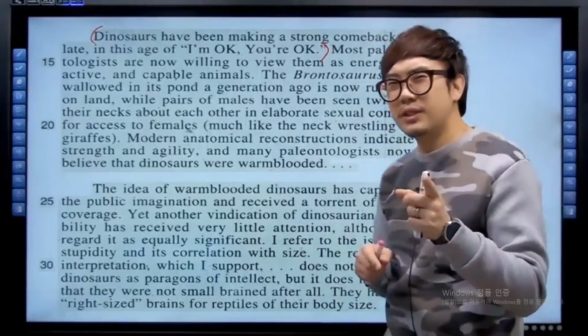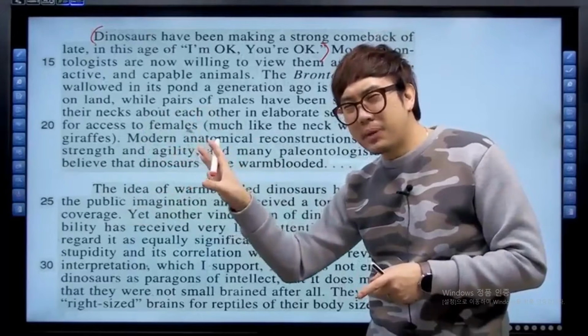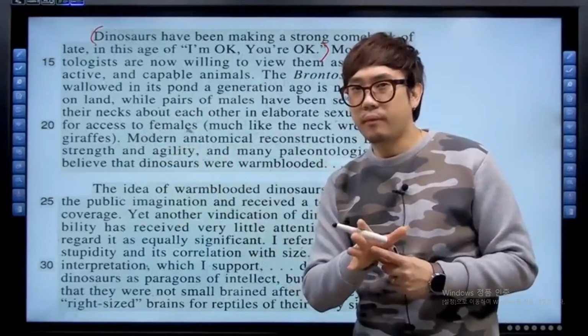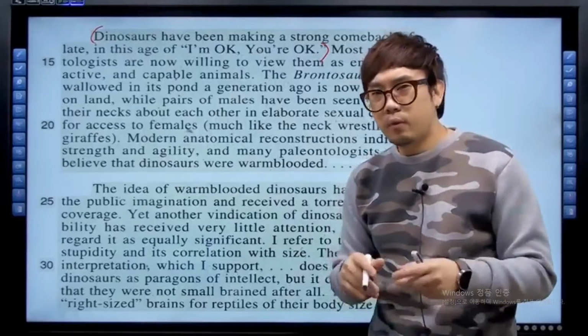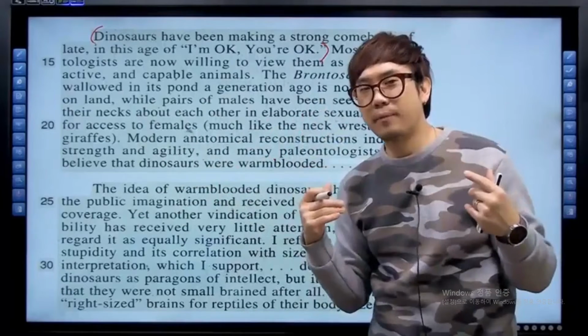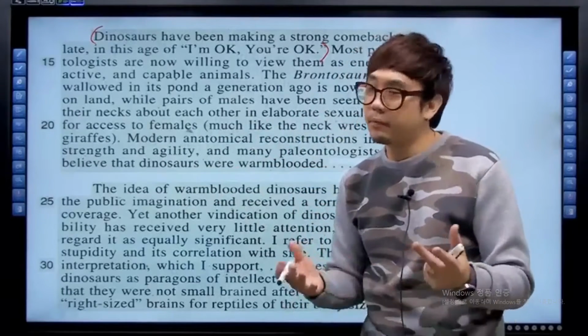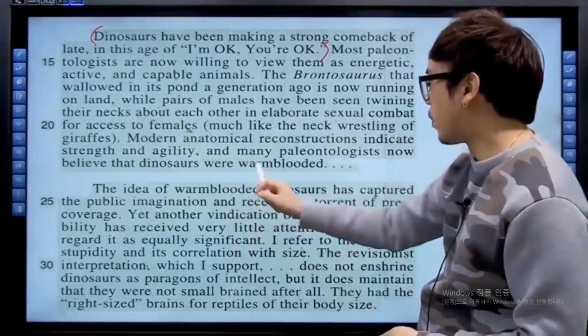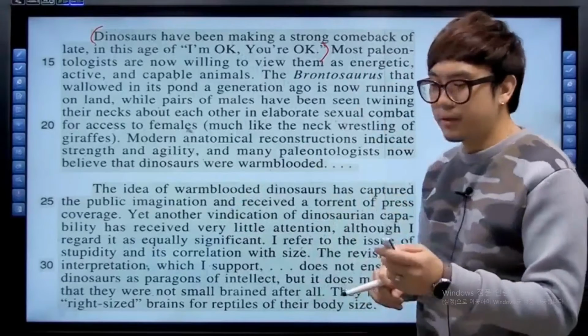I'm pretty sure you've seen this picture where dinosaurs were depicted as lizard-like beings which had feathers on them. I'm pretty sure you can look it up on Google. It will probably give you this image of dinosaurs with feathers all around them, kind of indicating that they're warm-blooded rather than cold-blooded, right? Okay, so anyway, it says the idea of warm-blooded dinosaurs has captured the public imagination and received a torrent of press coverage.